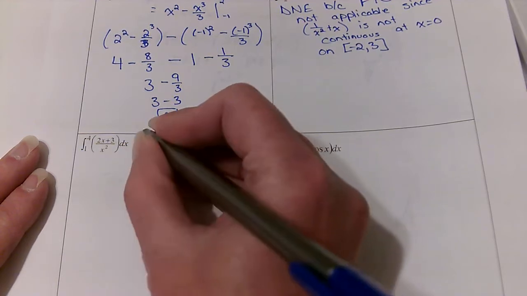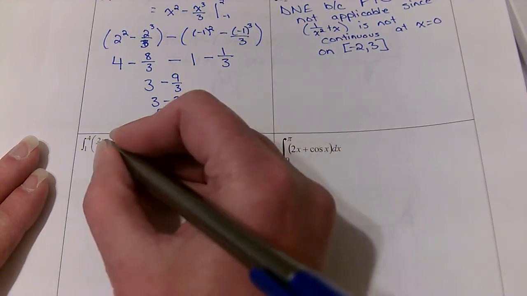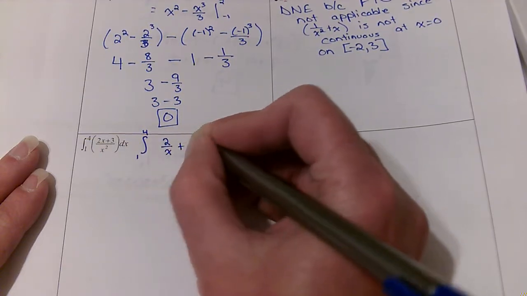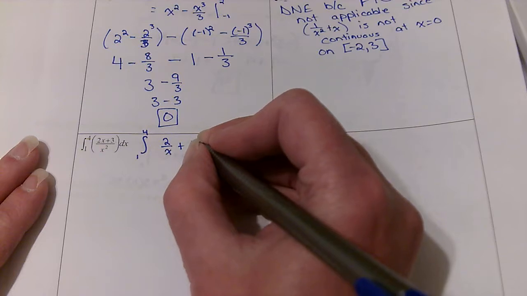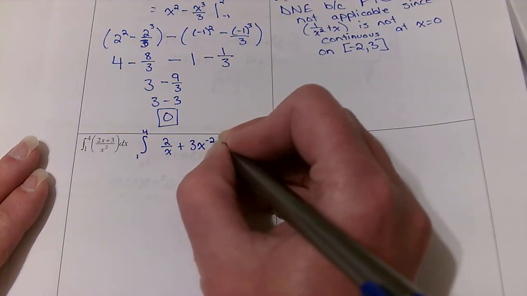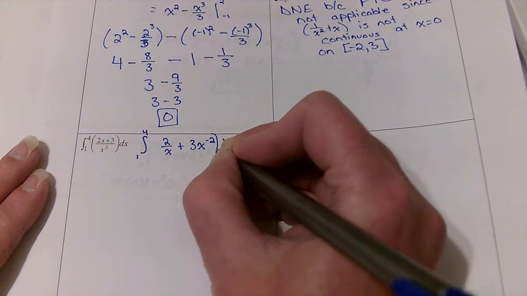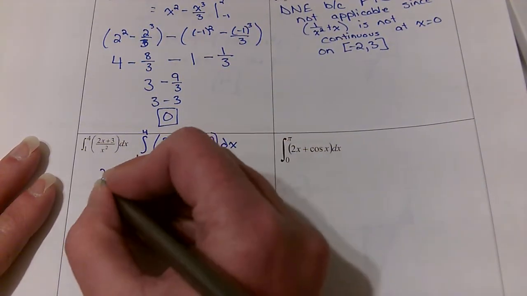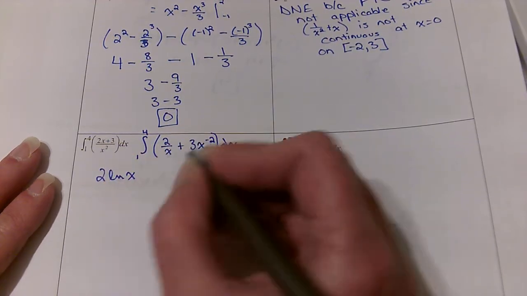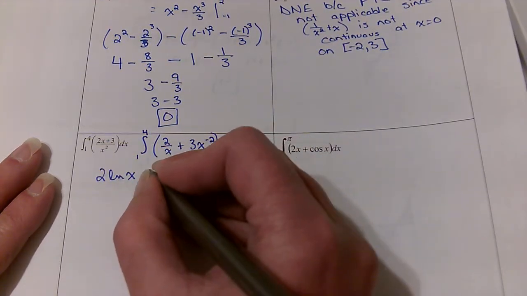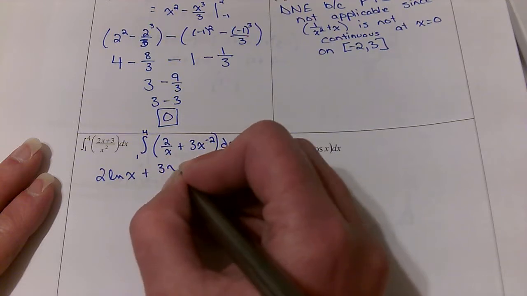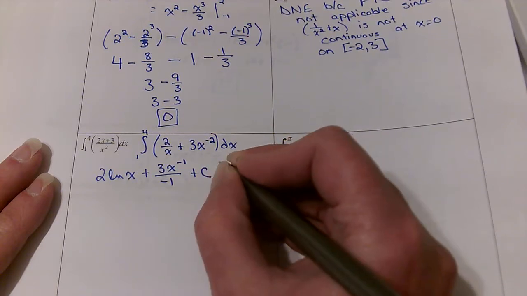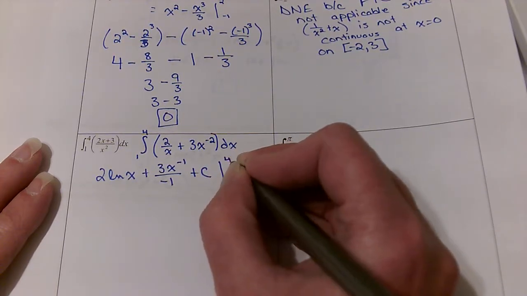First thing I would do is to rewrite it. That's going to give me 2 over x plus 3 over x squared, which I'm going to rewrite as this, so that I can take the integral. That's the weird one that turns out to be ln x. And when I add 1 to the exponent, it's going to give me a -1 plus c. And then we're going to evaluate 1 to 4.